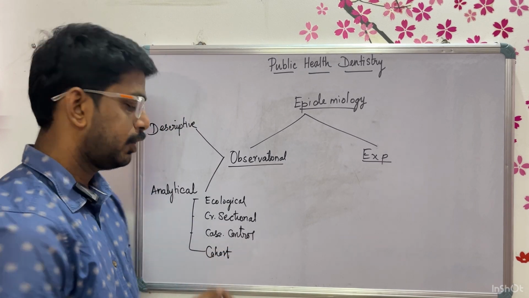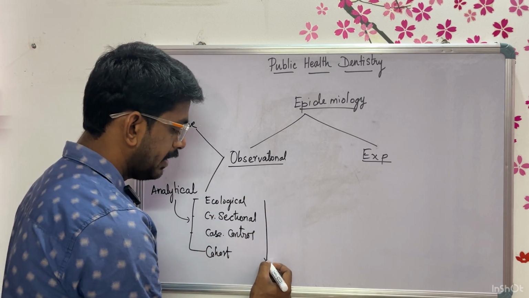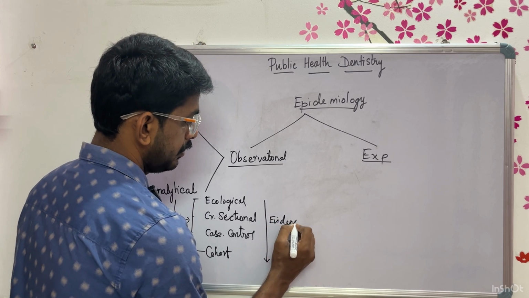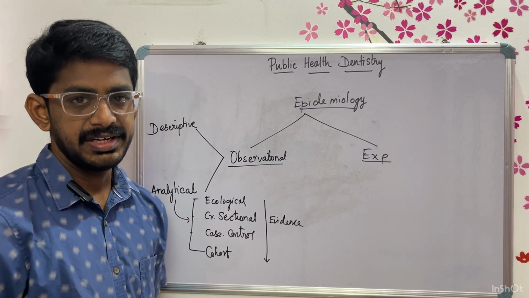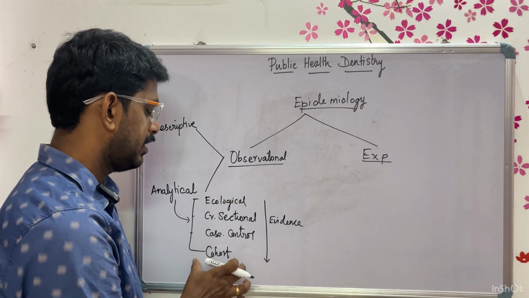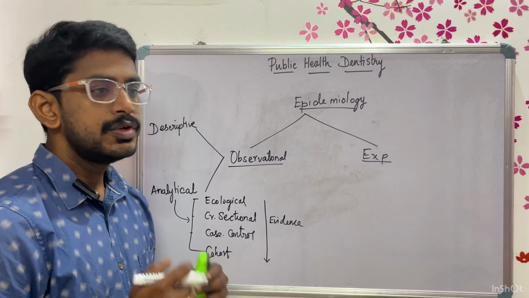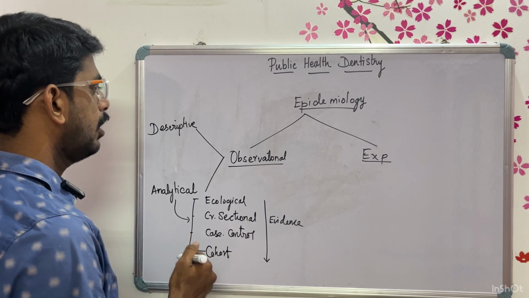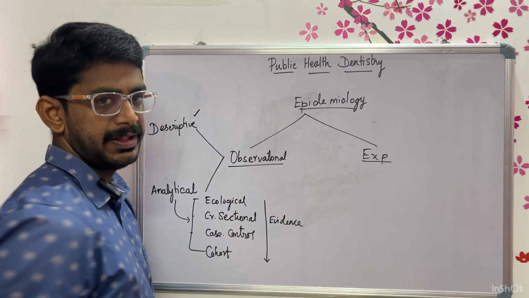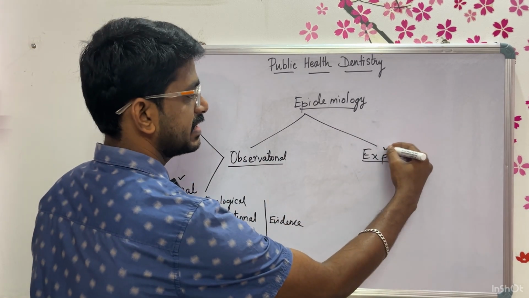There is a reason why I wrote the subtypes of analytical studies in this order, because only in this order the evidence increases. So when you speak about an analytical study, the evidence from an analytical study is least in ecological study, and the best evidence of an analytical study is in a cohort study. Okay, so when you go a level up, when you speak about evidence, the least evidence is in descriptive study. The next level of evidence is in an analytical study. The best evidence is in an experimental study.